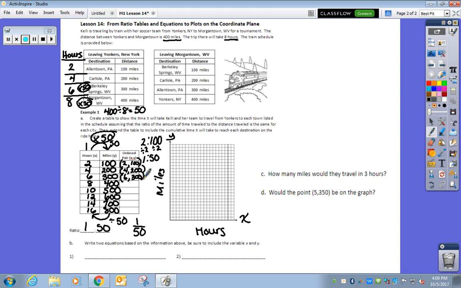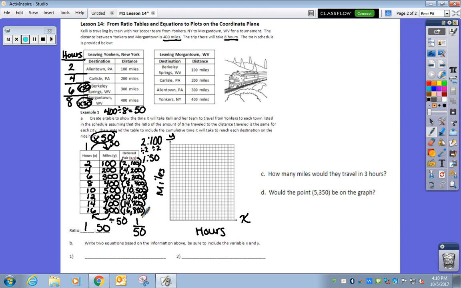The parentheses and the comma are very important, so make sure anytime you're asked to do an ordered pair, you're doing that parenthesis and comma. So I'll just continue doing the same thing, parentheses, the hours, comma, the miles, and end my parentheses, all the way down the rest of the table. So I'm just taking the numbers from the table itself and writing them in parentheses with a comma separating them.